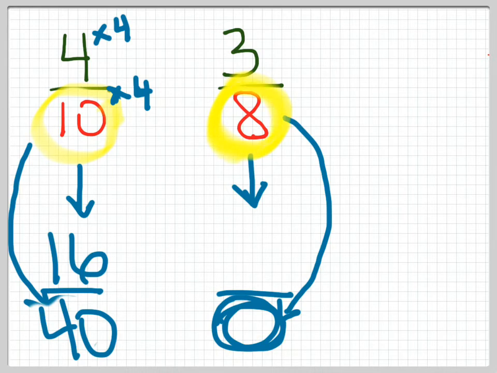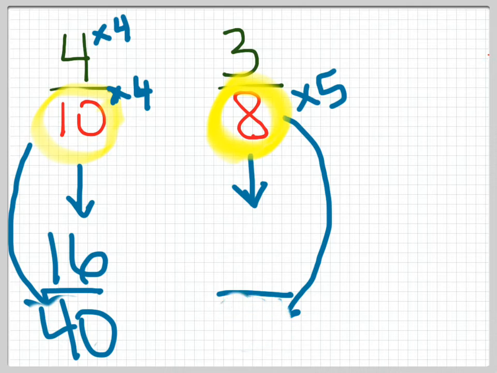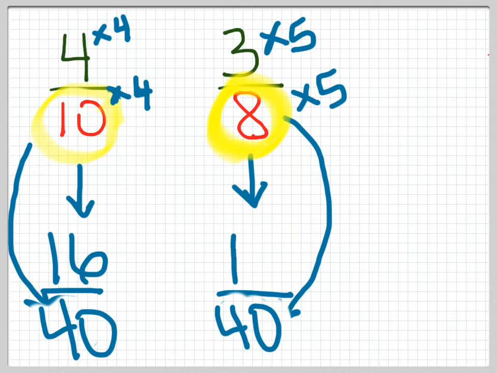How do I turn an 8 into a 40? Well, I'm going to times it by, you guessed it, 5, because 8 times 5 is 40. That means if I times 8 by 5 to get 40, I've got to do the same thing to the top. I've got to do 3 times 5. 3 times 5 is 15, and now we can compare these two fractions. Now we can see which one is bigger and which one is smaller.